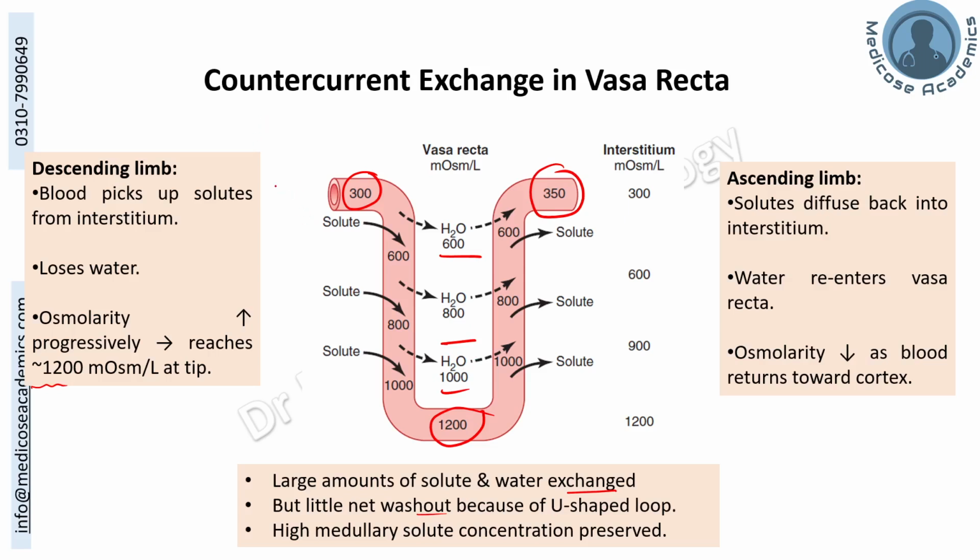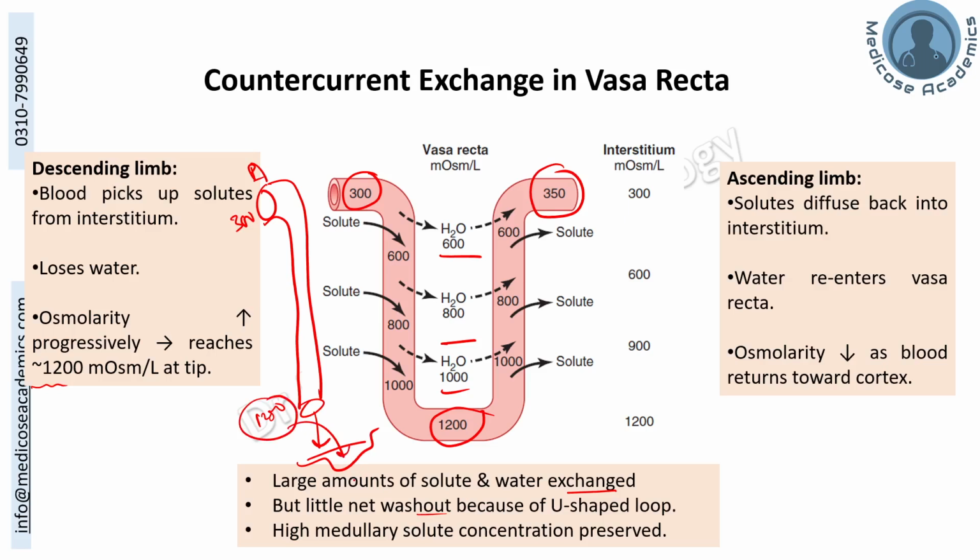Can you just imagine if this vasa recta was in this shape rather than a U-shaped turn? From here, the peritubular capillary blood entered at the arterial end, 300 milliosmoles, descended down to 1200 milliosmoles per liter, and here it entered the venular end. All the osmolarity, 1200 milliosmoles per liter, would have entered into the venous blood, and the medullary osmolarity would have been washed away. But nature has kept it as a U-shaped turn. The same capillary blood ascends up throughout the medulla to reach the osmolarity 300 again before it drains into the venous end.